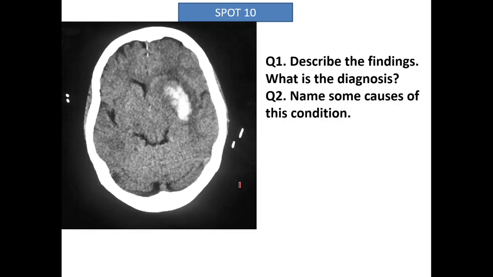Last spotter related to imaging. So NCCT head: describe the findings, name some causes of this condition. Findings, I hope you made out. Here they might be asking the internal capsule anatomical location and supply, and how to differentiate between bleed and infarct in CT. Probably that might be a UG level kind of question.